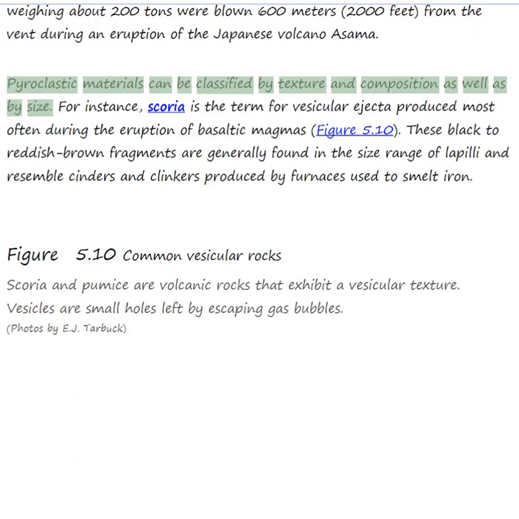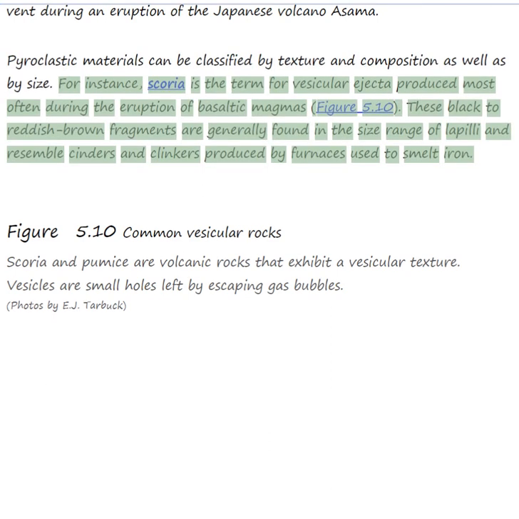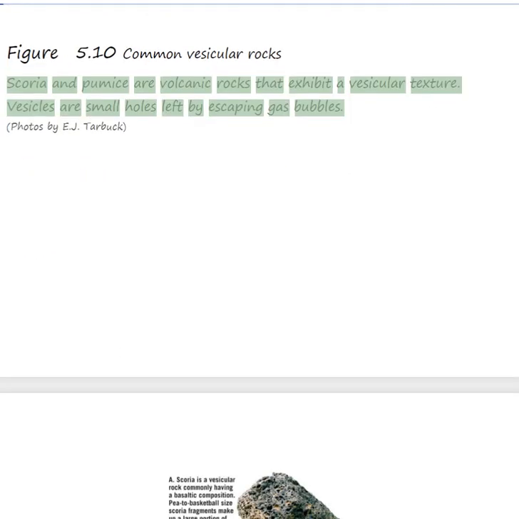Pyroclastic materials can be classified by texture and composition as well as by size. For instance, scoria is the term for vesicular ejecta produced most often during the eruption of basaltic magmas. These black to reddish-brown fragments are generally found in the size range of lapilli and resemble cinders and clinkers produced by furnaces used to smelt iron. Scoria and pumice are volcanic rocks that exhibit a vesicular texture. Vesicles are small holes left by escaping gas bubbles.